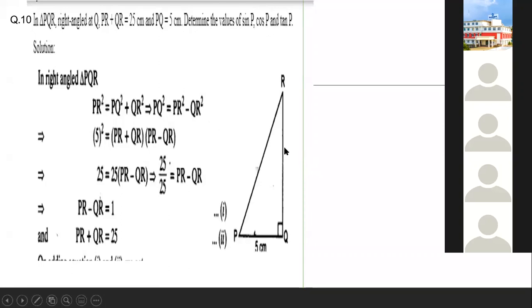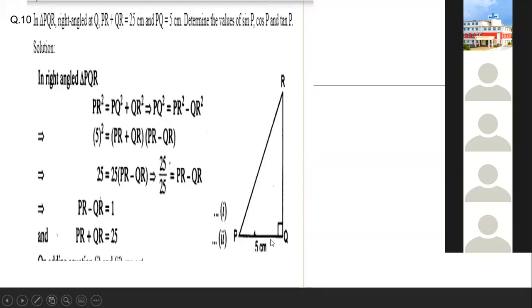By using the Pythagoras theorem, in the right angle triangle, the square of the hypotenuse, that is PR square, is equal to PQ square plus QR square. First is the Pythagoras theorem: PR square is equal to PQ square plus QR square.